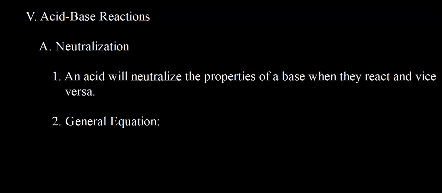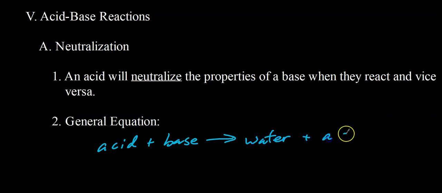So here is the general equation that we'll use. Take an acid, react it with a base, and you're going to make water. And I don't want to put salts, because if I put salts, you might be thinking of sodium chloride, and it's not always sodium chloride that's produced. So I'm going to put a salt. And by a salt, I mean some ionic compound. So how it works, actually, let's do an example and I'll show you exactly how it works.